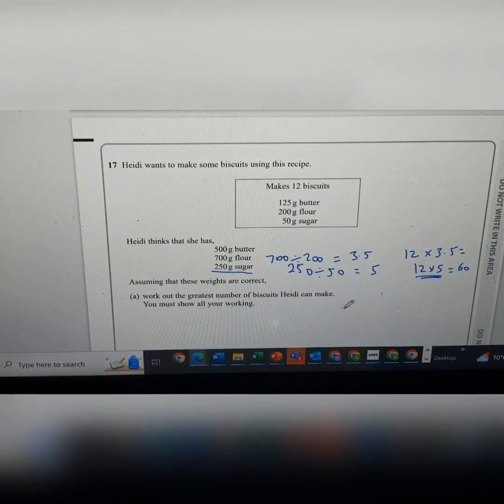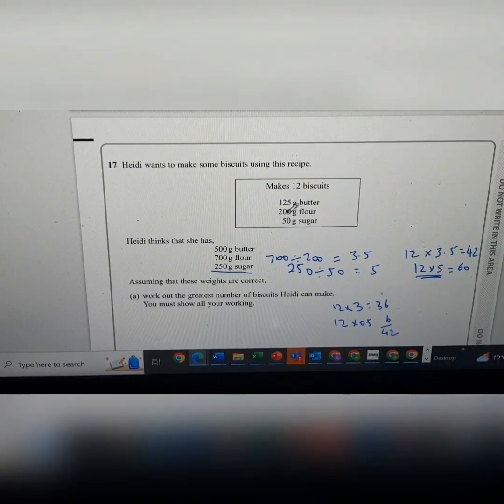So let me do it down here. So 12 times 3 is 36. And then 12 times a half is 6. So this is 42. So 42 biscuits with the 700 grams of flour with that recipe.